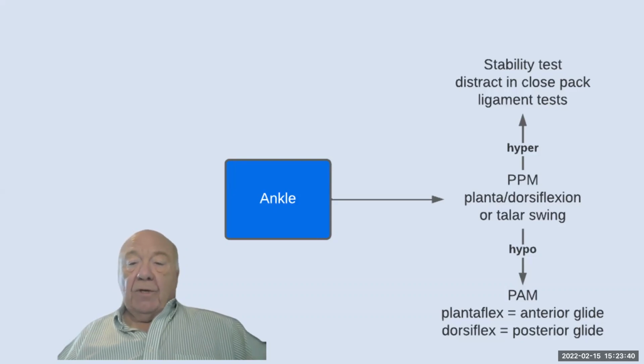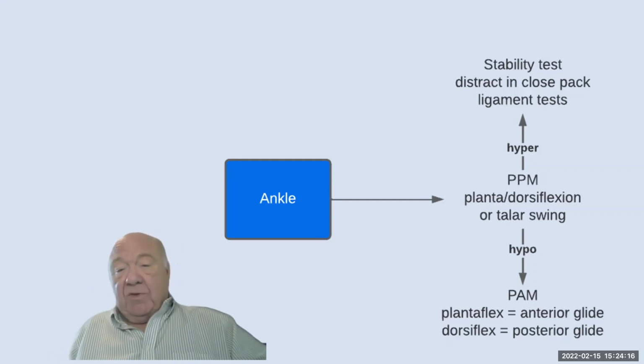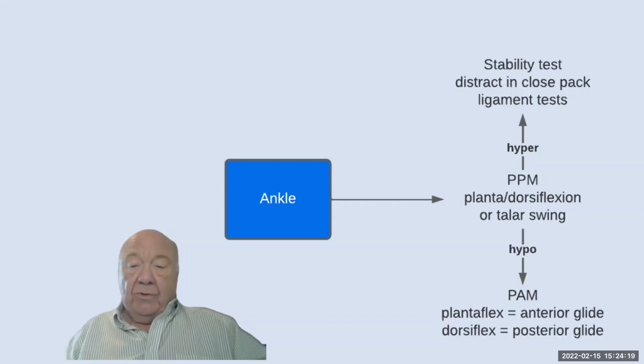So the passive physiological movement is plantar flexion, dorsiflexion. And I'll come back to the talus swing in a second, but this is an alternative to doing straight plantar flexion, dorsiflexion. And this will either produce hypomobility or hypermobility. If there's hypermobility present, we do the stability test, which biomechanically doesn't really include the ligaments as such, but probably your best stability test, biomechanically speaking, is to try and distract the joint while it is in dorsiflexion. You shouldn't be able to do that. Nor should you be able to shift it from side to side or forwards and backwards while it's in dorsiflexion.